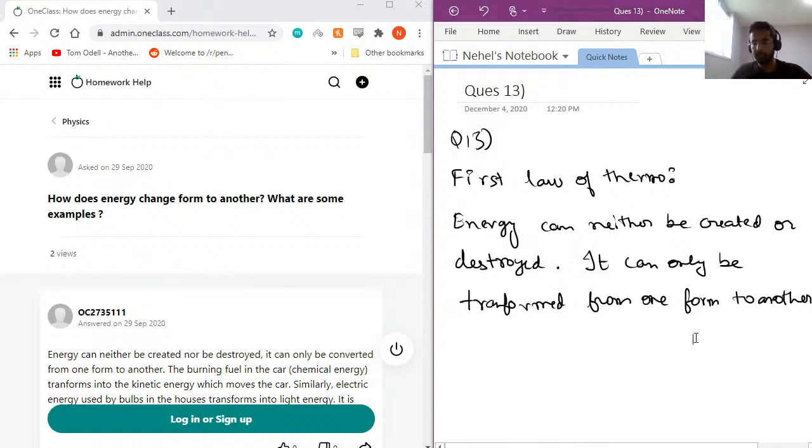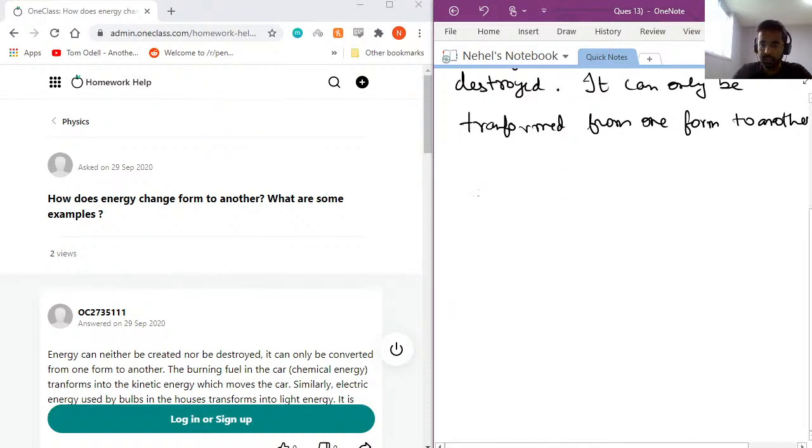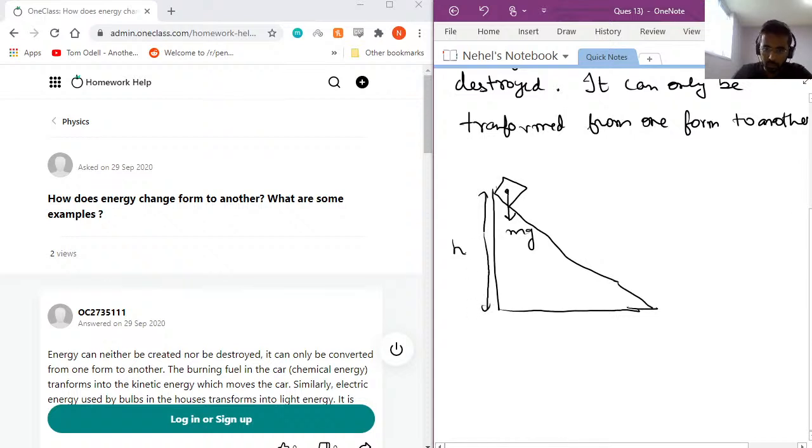Okay, so a quick example for this is if we have, let's say, a small box on top of an incline. So if we have an incline and a small box over here which is standing still, this box at this point is exerting this force mg downwards, and it's at a height of h. We say that at rest this box has a potential energy which is equal to mgh.